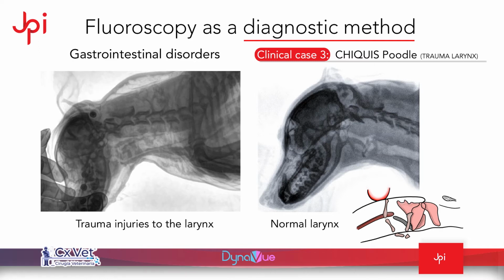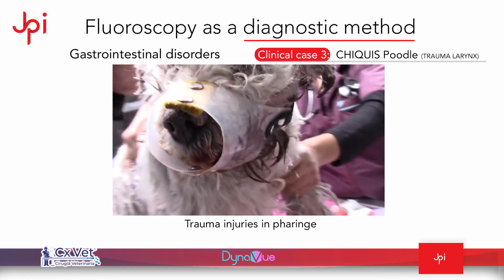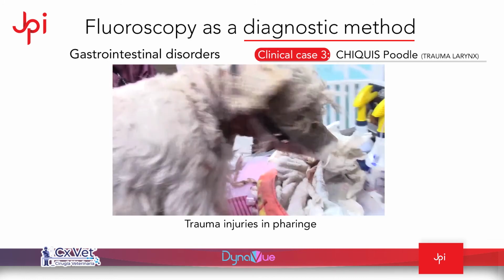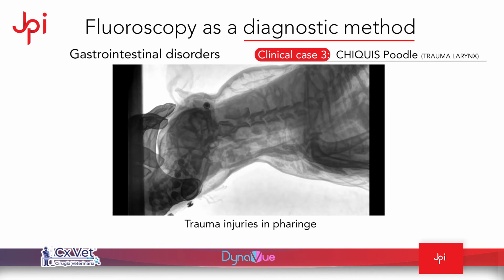In these images, we observe at the left-hand side a poodle with neck trauma due to a bite. It had a rupture of the pharynx and trachea, compared with the image to the right, where we see a normal larynx. In this case, fluoroscopy gives us a fast and accurate diagnosis of the situation of the larynx, and it helps us to make immediate decisions to act by placing a tracheostomy probe.